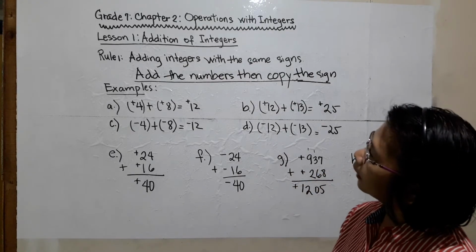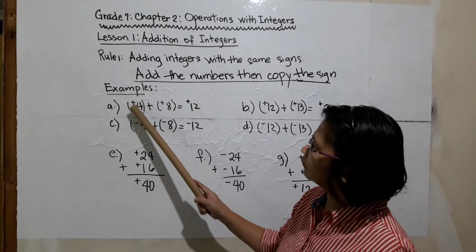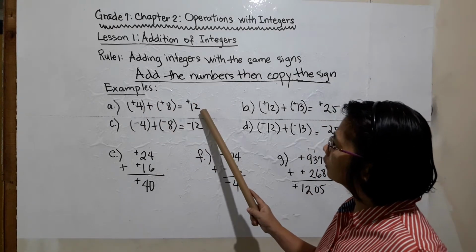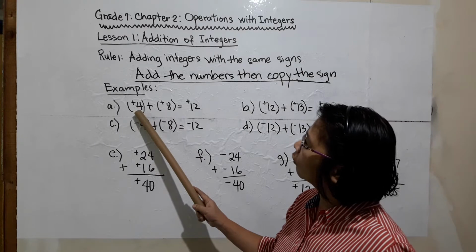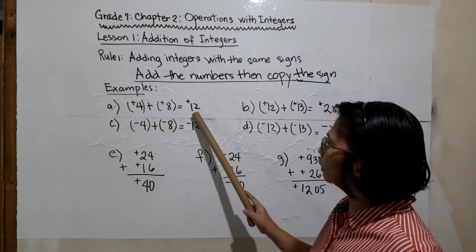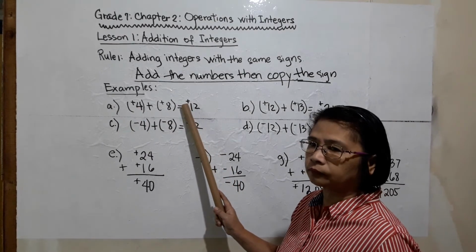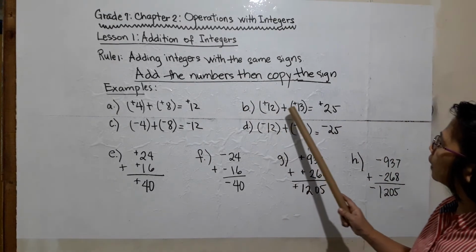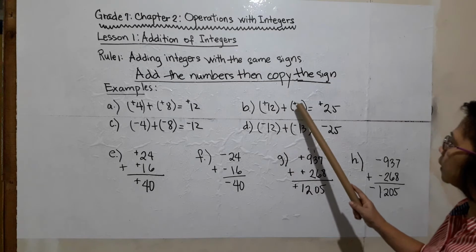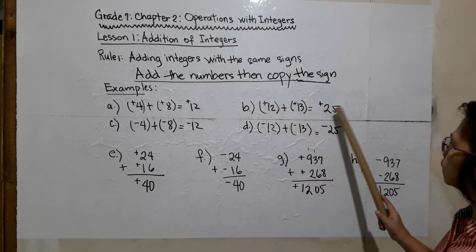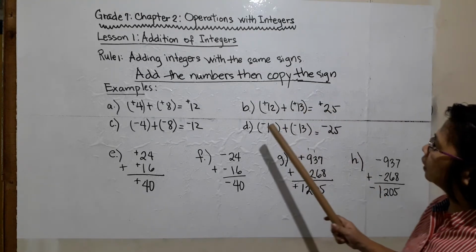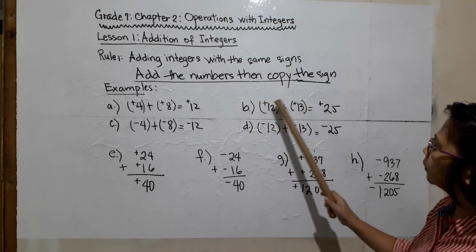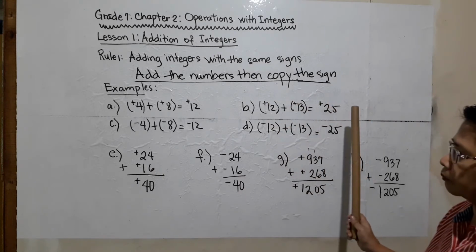Okay? Examples. Positive 4 plus positive 8 is equal to positive 12. We have to add only 4 plus 8 is 12, then copy the sign positive. Letter B example. Positive 12 plus positive 13 is equal to positive 25. This means we have to add 12 and 13 is 25. Copy the same sign positive.